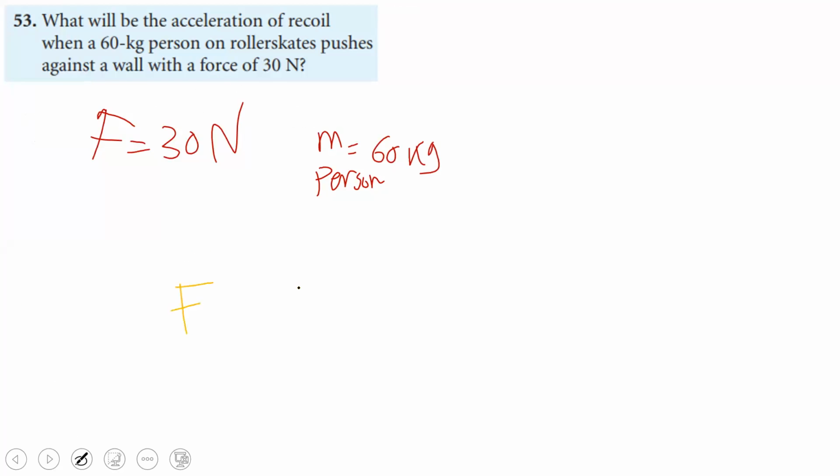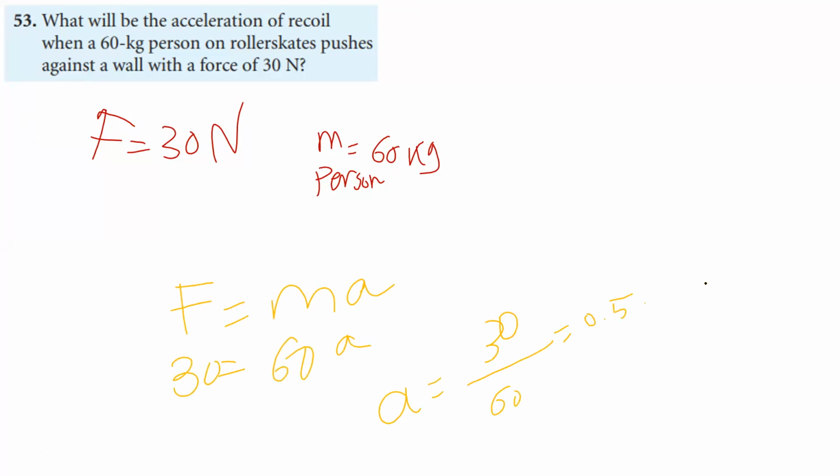F is m times a. M is 60. The force is 30. So it's force over mass. So it will be 30 over 60, which is 0.5 meter per second square. This is using F equal m times a.